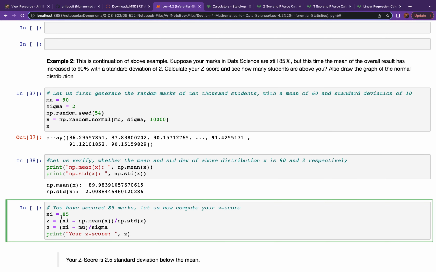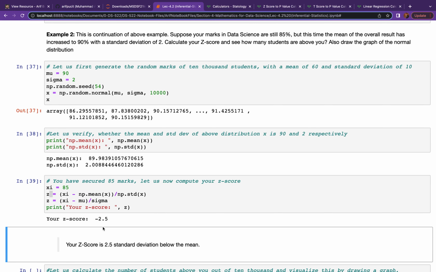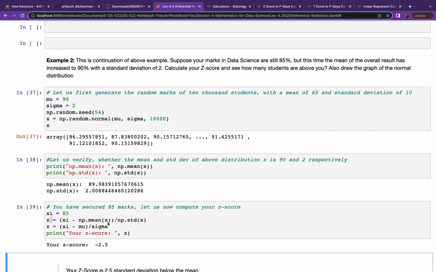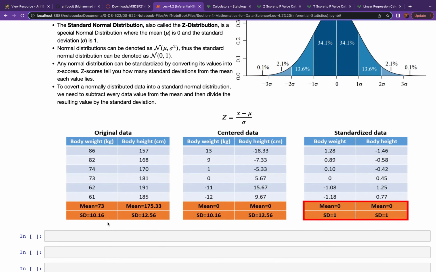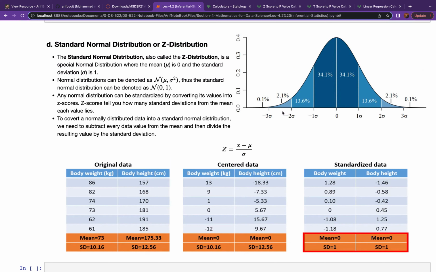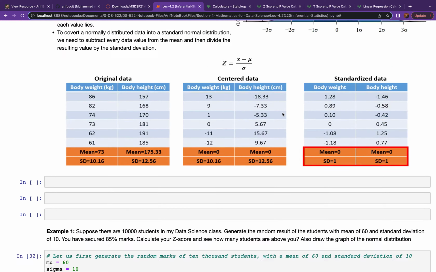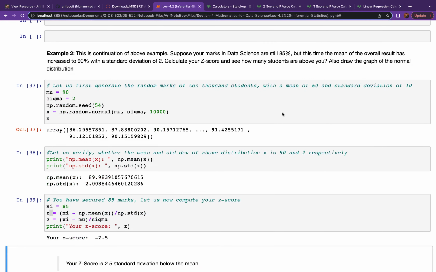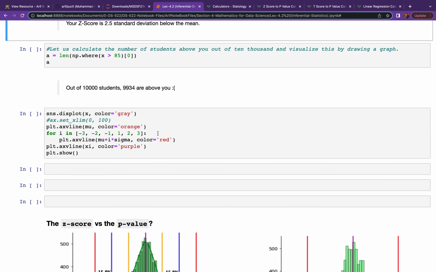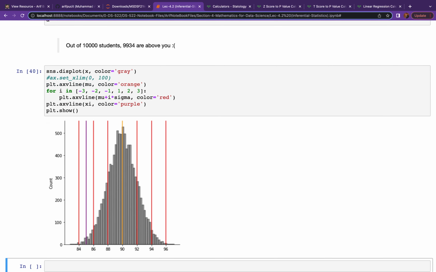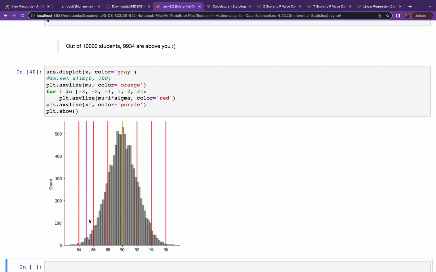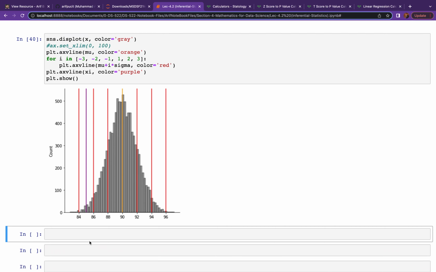Once again I am converting the 85 marks to the corresponding Z-score, and this time you see the Z-score is minus 2.5. So if I come up once again over here, that means this time the student resides somewhere over here, minus 2.5. Let's draw the specific graph for this, the way we have done before. So this is the graph. And this purple line this time shows that this student resides somewhere over here. So now he has gone quite much down.